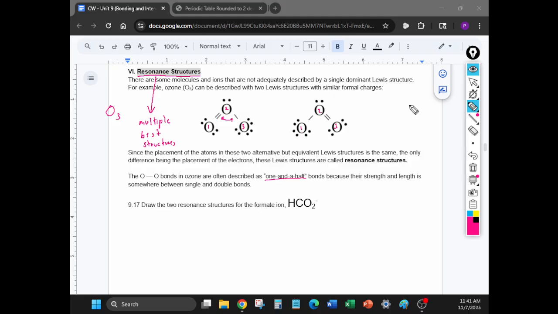The way that we draw these 1.5 bonds is we draw O3 like this. We connect them with single bonds first. And then we draw a double bond, but we draw it dotted. What the dotted line means is that the electrons are going back and forth between those positions. That's what we call a 1.5 bond. And this is what a resonance structure looks like.